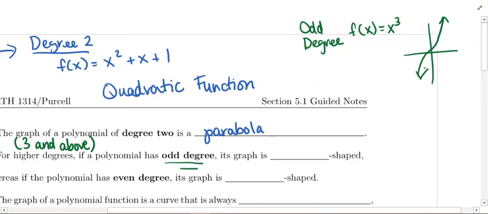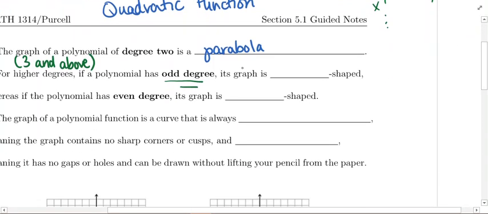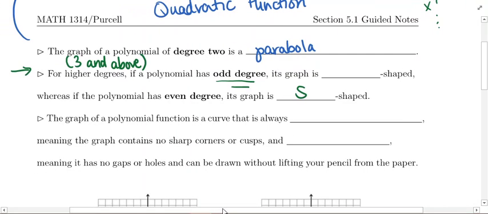It's an odd degree. So anything with an odd degree, if it has an x to the 5th, or an x to the 7th, or an x to the 9th, and so on, is going to have an S shape. I'm going to go ahead and write that down. Oops, I put that in the wrong blank. Let me erase it and read through the sentence again. It says, for higher degrees, if a polynomial has an odd degree, its graph is S-shaped.